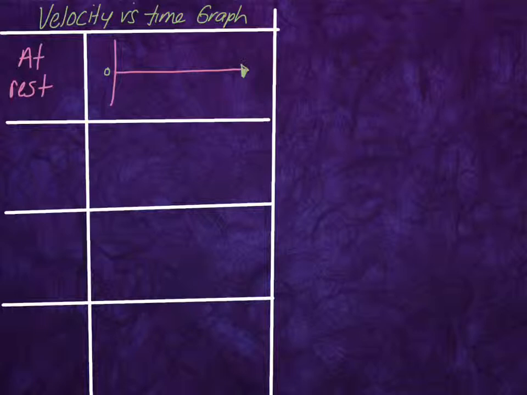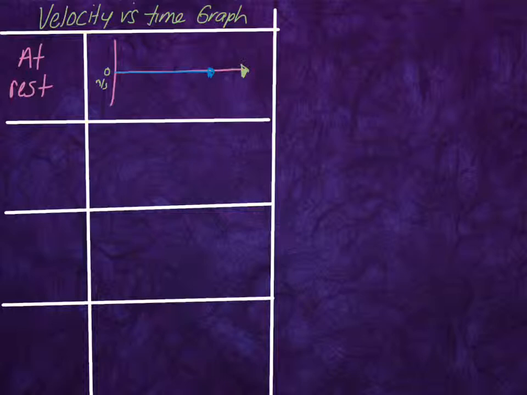Okay, you want to put your arrow. This symbolizes that time is always moving this direction. So what does at rest look like on a velocity time graph? When you're not moving, your speed is 0. So this is where you'd be. You'd be on the zero line, okay? And this 0 is 0 meters per second, or miles per hour, whatever, okay?